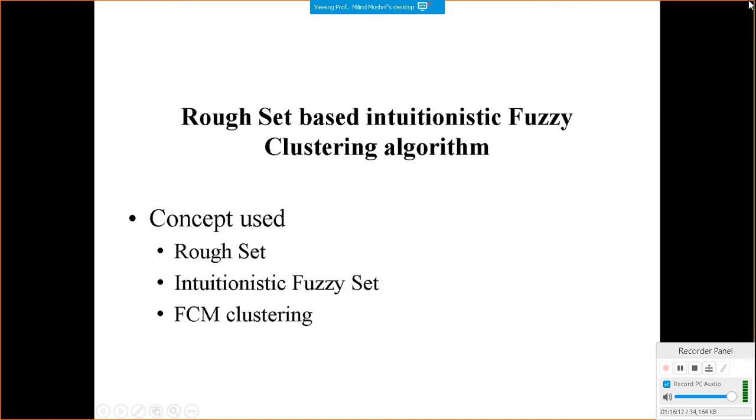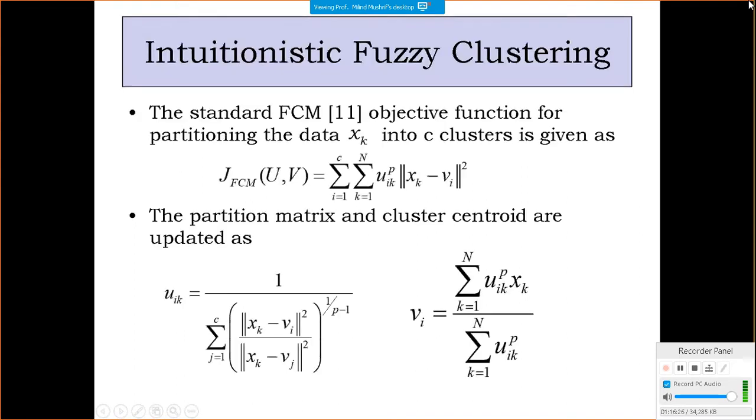Then we applied these rough set theoretic concepts and intuitionistic fuzzy set theoretic concepts to the clustering algorithms, that is FCM. So this is the standard FCM which we have discussed earlier.